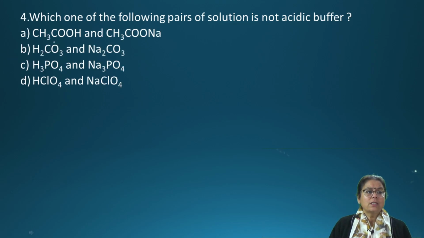Next question, which one of the following pair solution is not acidic buffers? So acidic buffer अगर आप यहाँ पे देखोगे, acidic buffer is a mixture of a weak acid and its salt with a strong base.